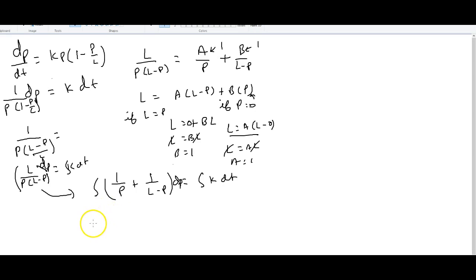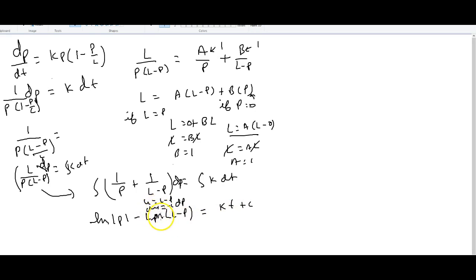So I'm going to go ahead and go ln of P minus ln of L minus P. Now why did I get a minus sign there? I got a minus sign because when I do the chain, if I set u equal to L minus P, du would equal negative 1, so I need to make a negative 1, so I'd throw a negative 1 out in front. Again, if you don't follow that, do it yourself if you want. A perfectly acceptable way to do this equals kt plus C.